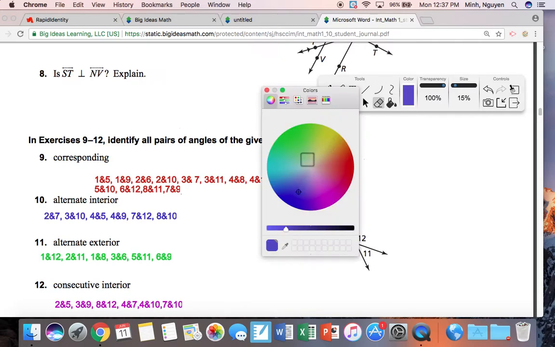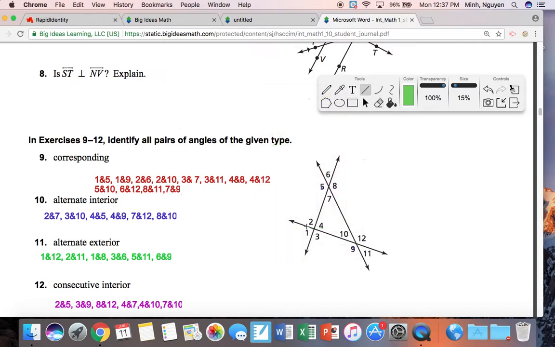Alternate exterior now. Exterior means outside. So 1 and 12, they are both outside of their positions. 2 and 11. Alternate also means they have to cross a line. 1 and 8. 3 and 6. 5 and 11. And lastly, 6 and 9.